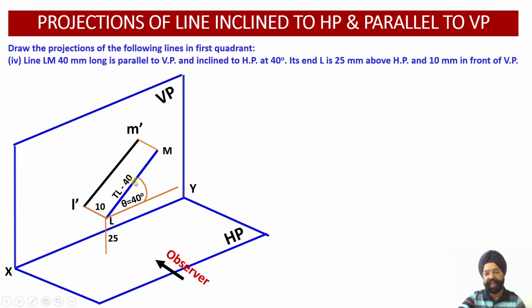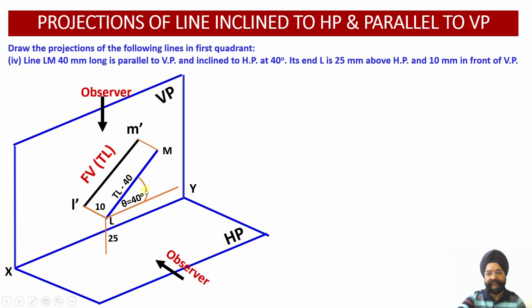And since this line is parallel to VP, the projections which are obtained on VP, that is L dash, M dash, will reveal the true length of a line. That is, the front view of the line will reveal its true length. Now let's look at this line from the top. So this is my line. I'm going to look at this line from the top.